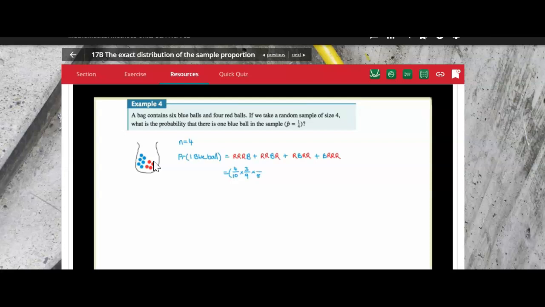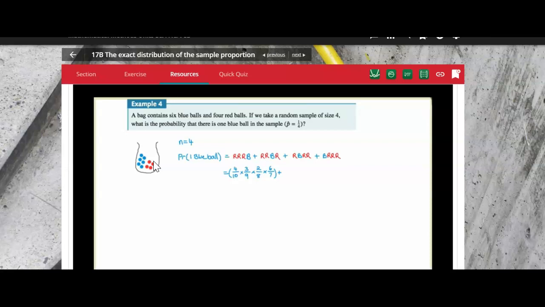Then for the third one to be red, there are now only 8 balls in the bag to choose from, and 2 of them are red. Finally, for the last one, there are 7 balls left in the bag, but there are 6 blue ones to choose from. This accounts for our first combination in the series.